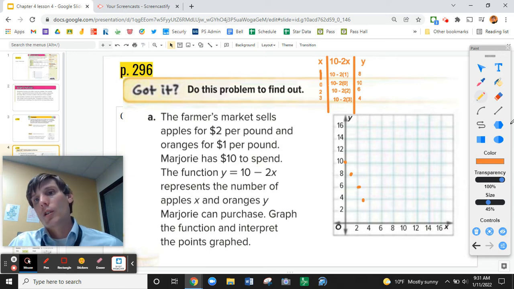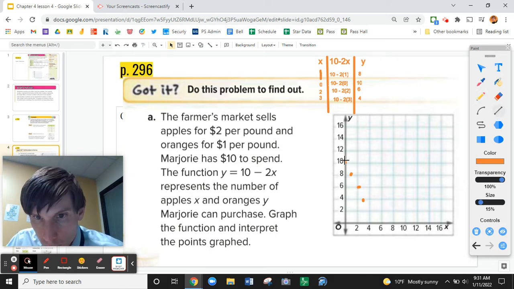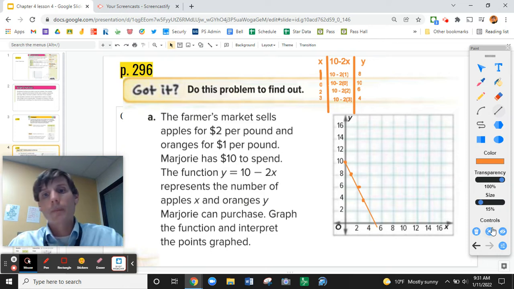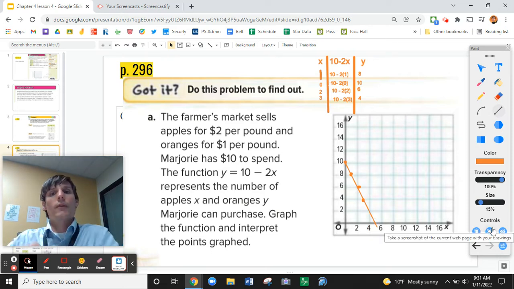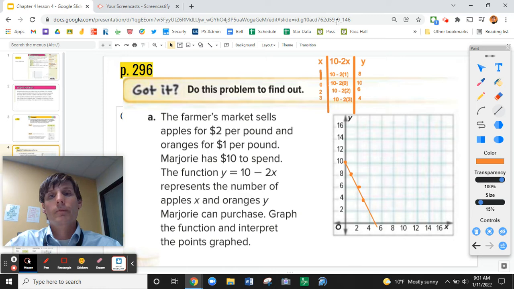Okay. So we can connect those now with a straight line. Okay, great. And there we have it. We have our graph. So we have this situation represented again: equation, ordered pairs in the table, graph. We can look at the graph. It says graph the function and interpret the points graphed.